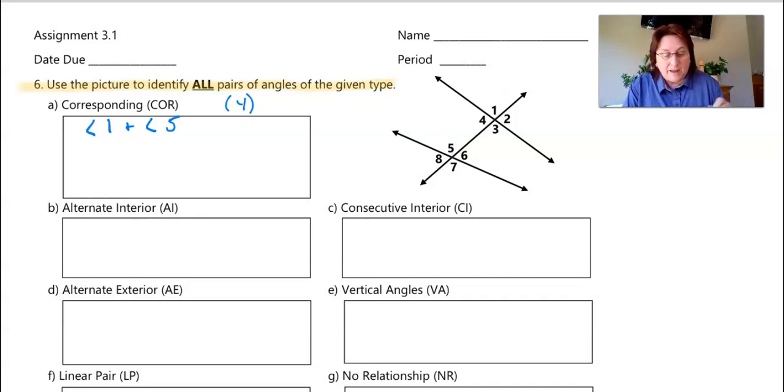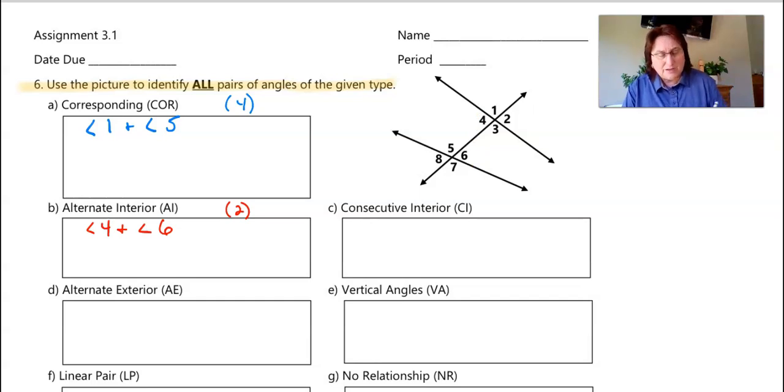All right, next it says to find the alternate interior angles. So remember, interior means inside. So if I start with angle 4 and I say, okay, you know what, that's an interior angle. Okay, well, which angle is alternate? That would be angle 6. Okay, so angle 4 and angle 6 are alternate interior angles. And just as a hint, there's 2 pairs of alternate interior angles on this particular picture.